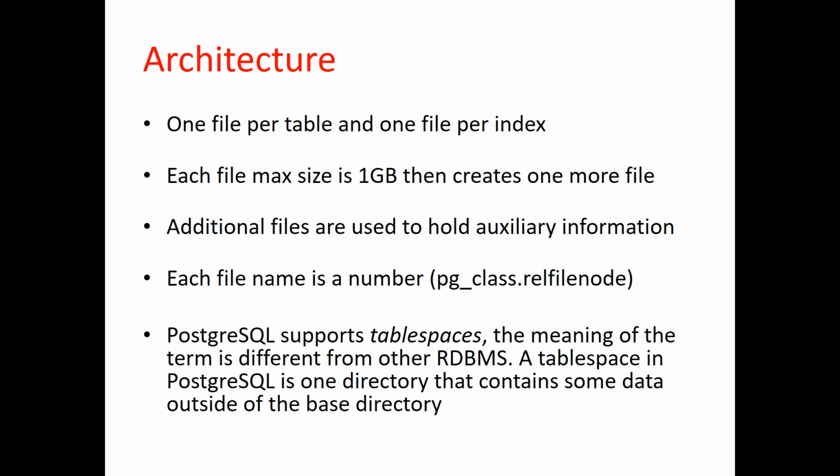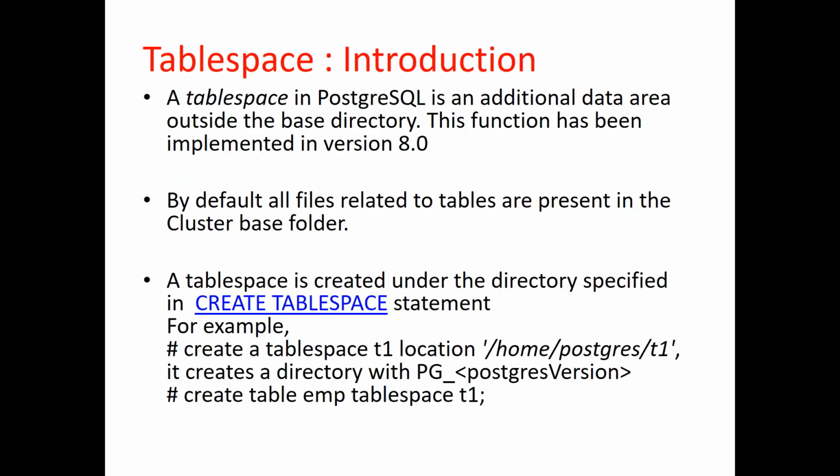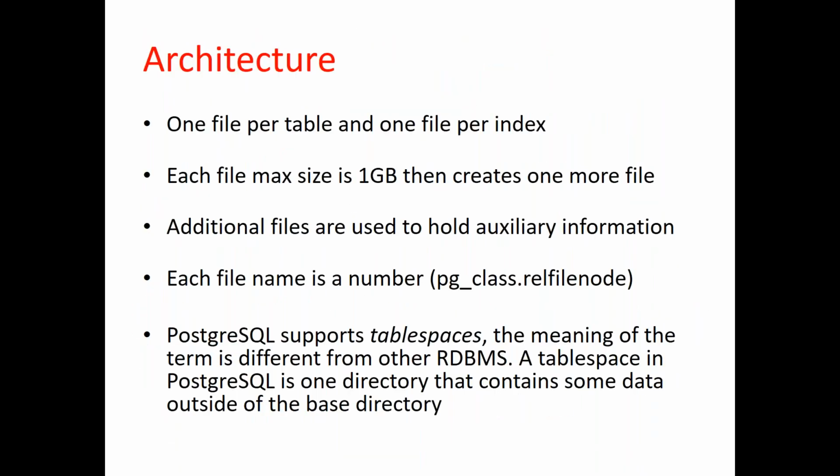What is the auxiliary information? Auxiliary information is the visibility map. This is in the last slides, actually. I will tell you when it comes. We'll discuss it at the end.